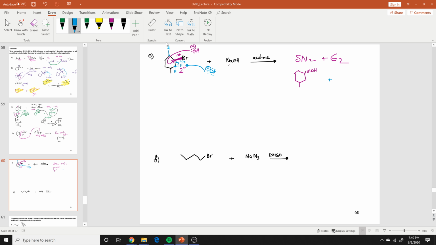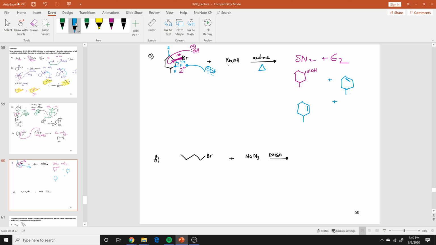So with the E2, I'm going to end up having two products. I'm going to end up having my alkene here, plus I'm going to end up having my alkene there. And these two are different because of the existence of the CH3 at the bottom in here. That's going to make these two products completely different from each other. So these are both E2 products, and this is going to be the SN2 product in here.